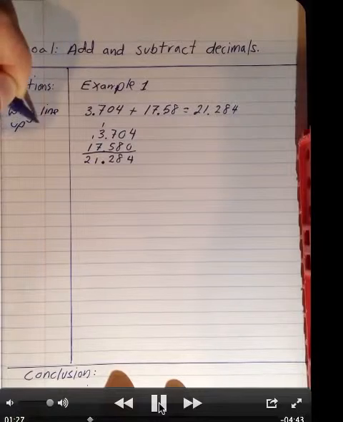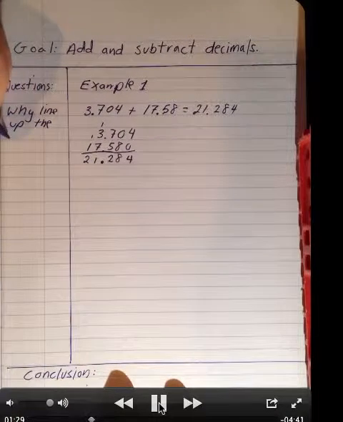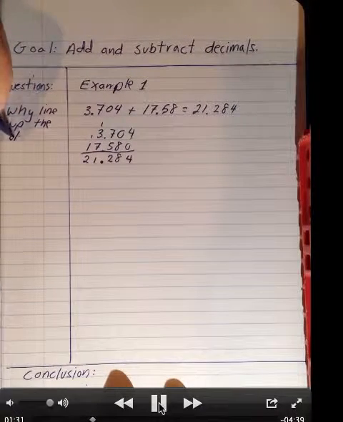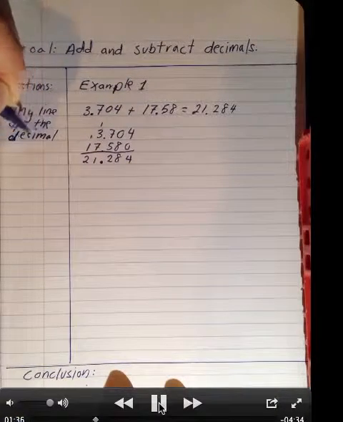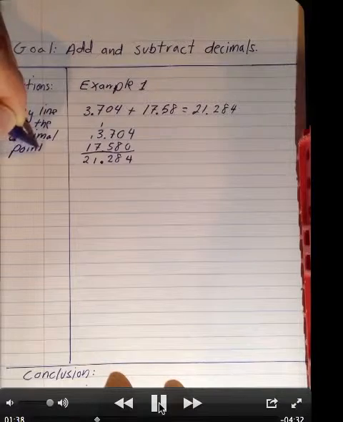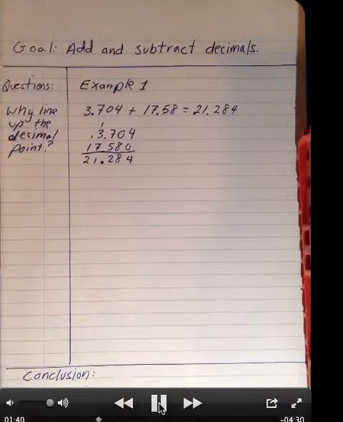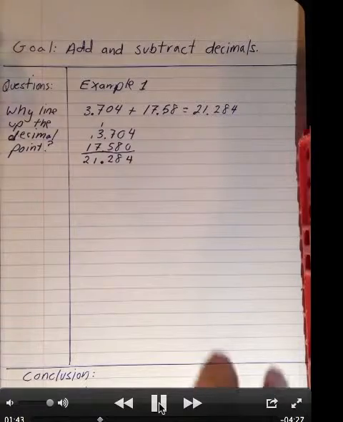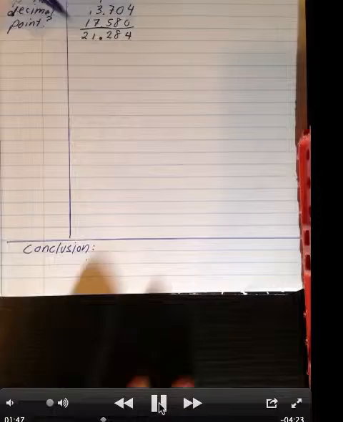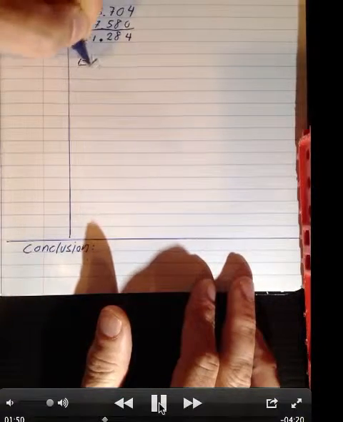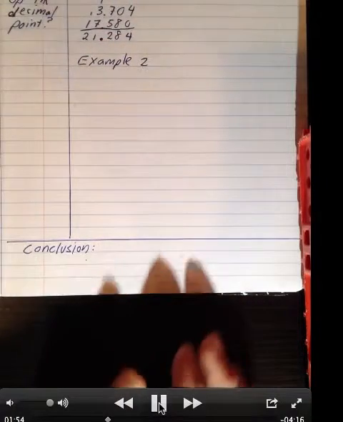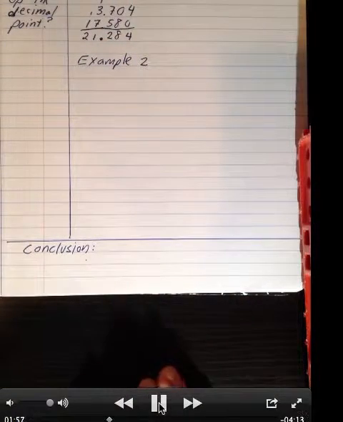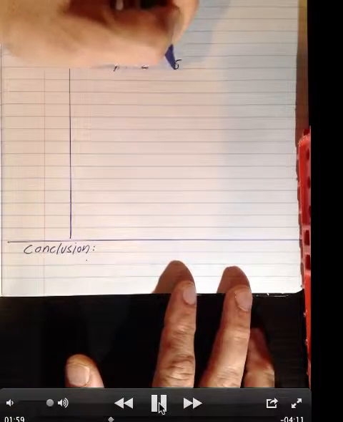And I'm going to put a question in: why line up the decimal point? The answer to that is when you line up the decimal point, then you add digits that have the same value, ones plus ones, adding the tens to the tens.